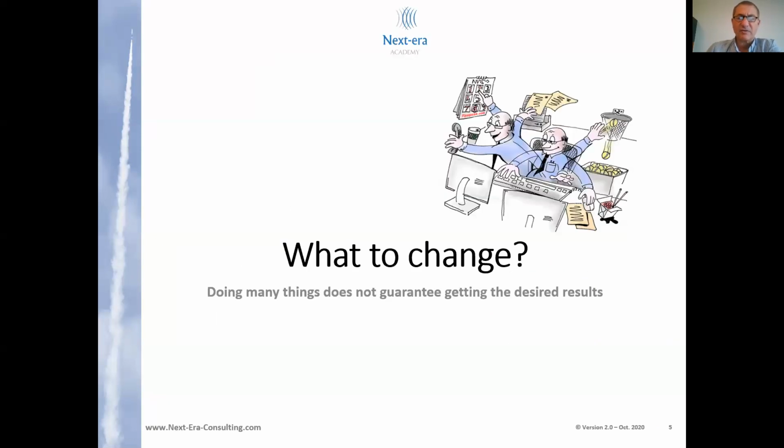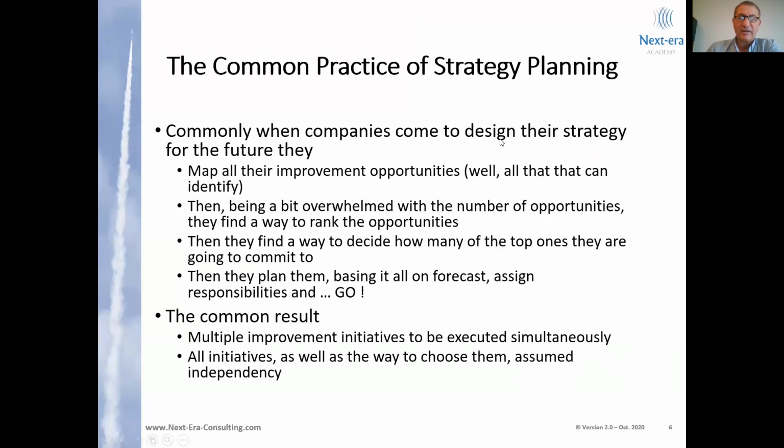As always, with theory of constraints, we'll start with what to change. To understand that, we need to look at the common way companies deal with preparing a strategy. Commonly, the process of designing the future strategy of the company starts with, whatever shape or form, SWOT or other, the company mapping the improvement opportunities. Hopefully, they think they would identify all. Practically, they will identify those they can.